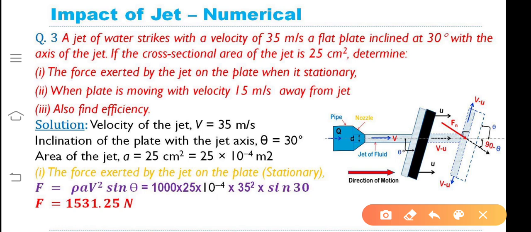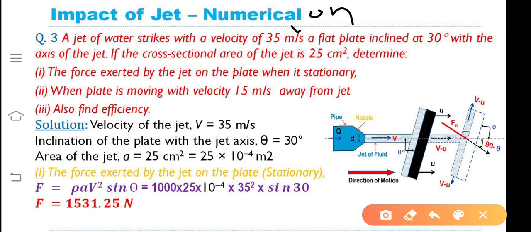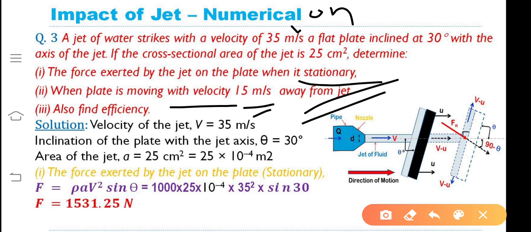A jet of water strikes with a velocity of 35 meters per second flat on a flat plate. You have to add the word "an" here. On a flat plate inclined at 30 degrees with the axis of the jet. If the cross-sectional area of the jet is 25 centimeters squared, determine: 1. The force exerted by the jet on the plate when it is stationary. 2. When the plate is moving with the velocity 15 meters per second away from the jet, what is the force?